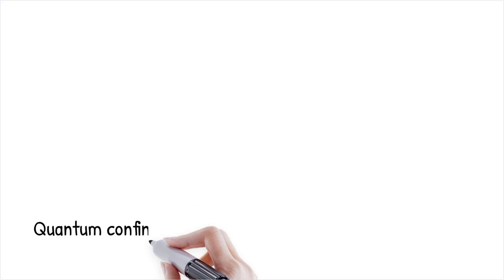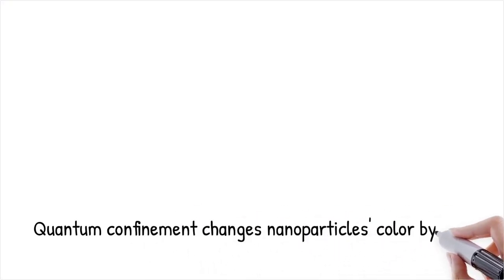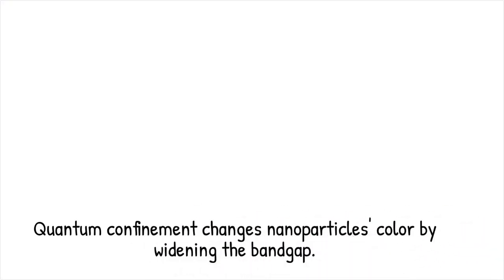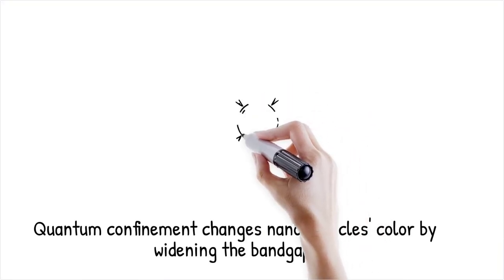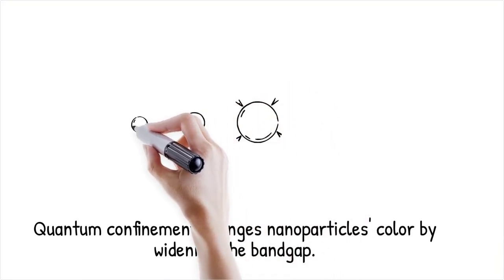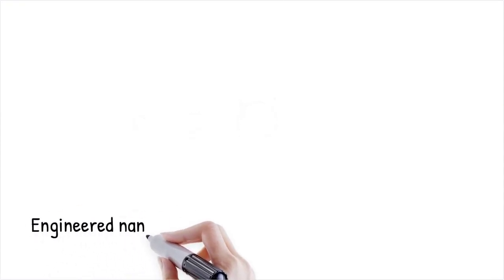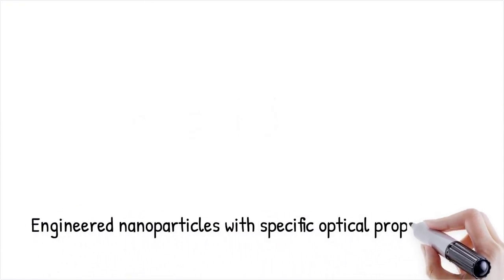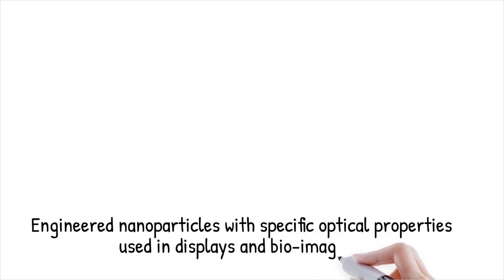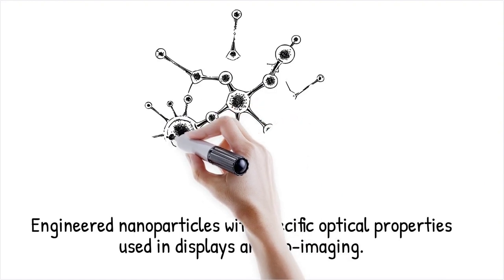One of the most striking effects of quantum confinement is the change in optical properties, particularly the color of nanoparticles. As the size of the particles decreases, the band gap widens, causing a blue shift in the light they emit or absorb. This size-dependent color variation allows scientists to engineer nanoparticles with specific optical characteristics. The effect is widely used in applications ranging from display technologies to bioimaging.